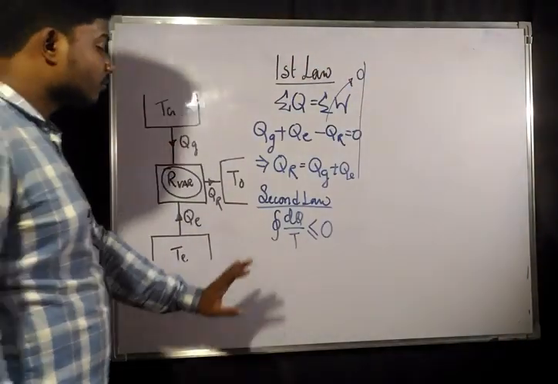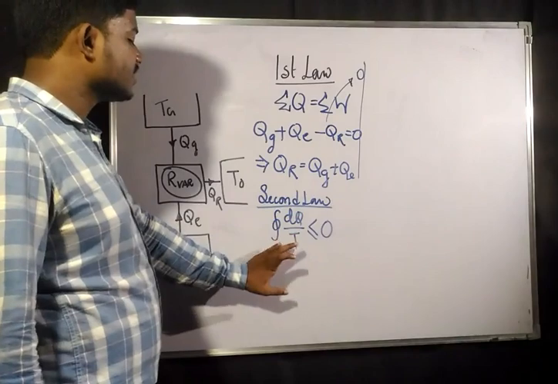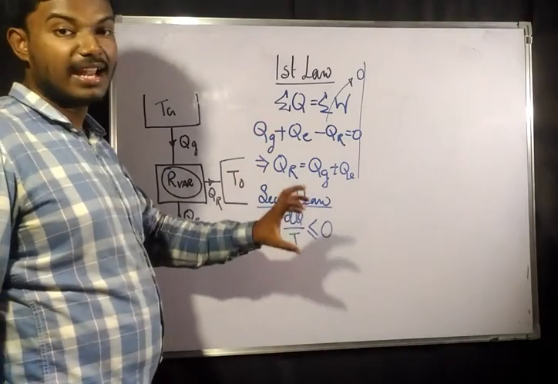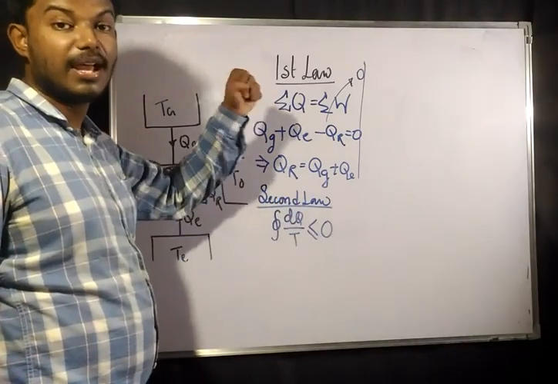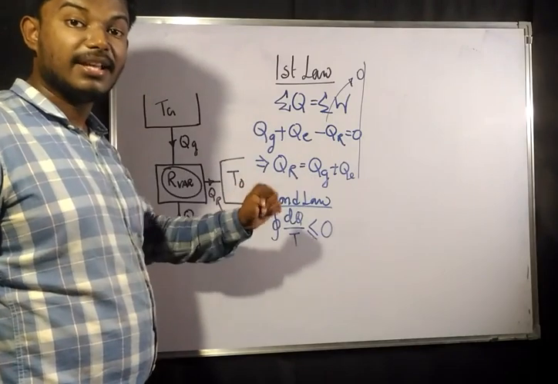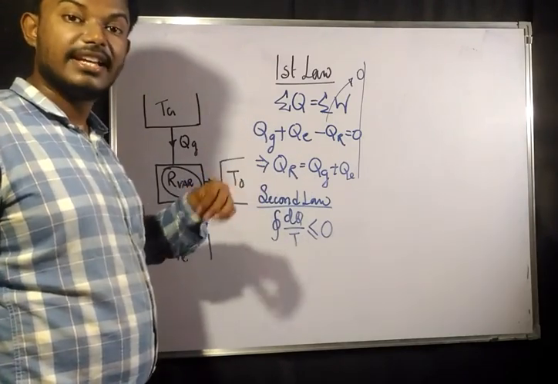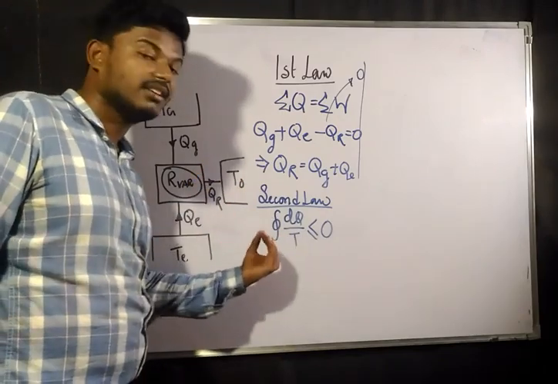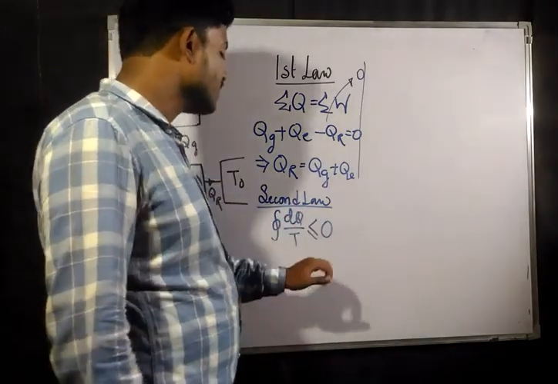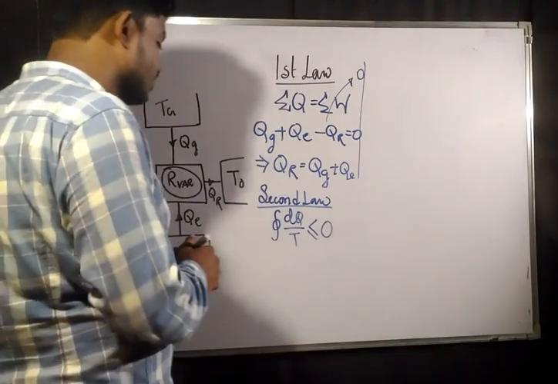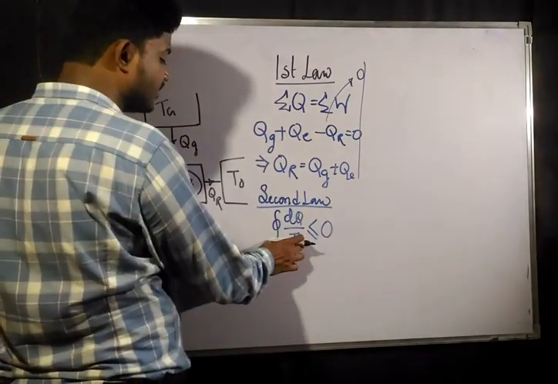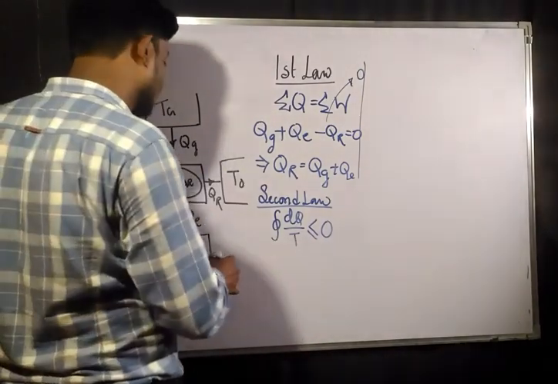Now from this statement, the cyclic integration of dQ by T means what? If you add up all the terms of heat interaction divided by the corresponding temperature at which the heat interaction is going to take place, and you sum up all this, then you are going to get less than or equal to 0. So what is going to be the cyclic integration of dQ by T term here?